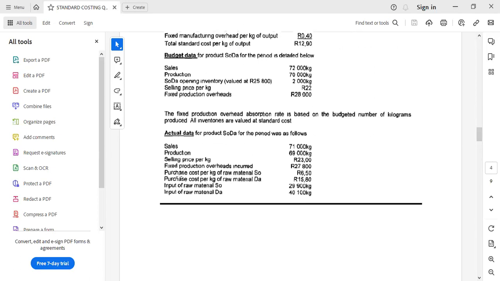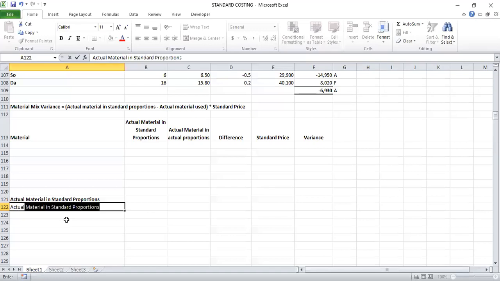Right, we know that the actual raw materials used, this is the input of raw material of Sosa and Da. So the actual raw materials used would be equal to 29,900 plus 40,100. What do we get? $70,000. Right. Then we allocate them in standard proportions.